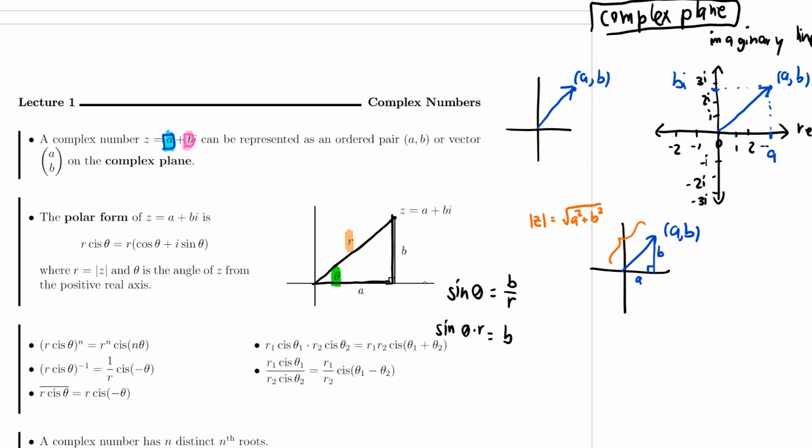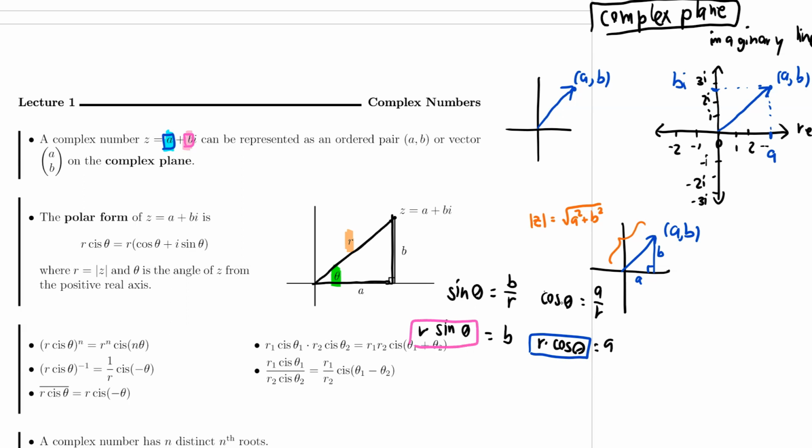And if I want to compute cosine of theta, my cosine of theta is going to be a over r. Now I can move r to the other side, so my a is going to equal r times cosine theta. Let me write this one as r times sine theta as well. So that means I have that a is r cosine theta and my b is r sine theta.